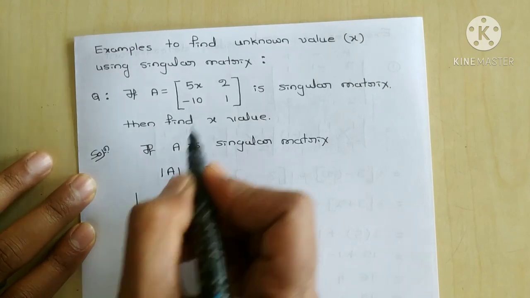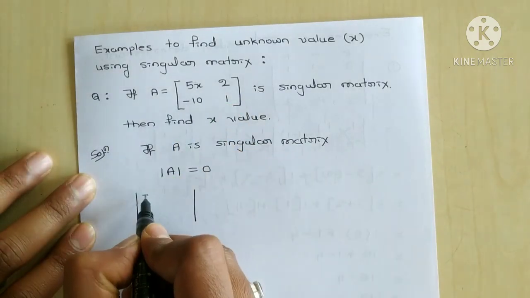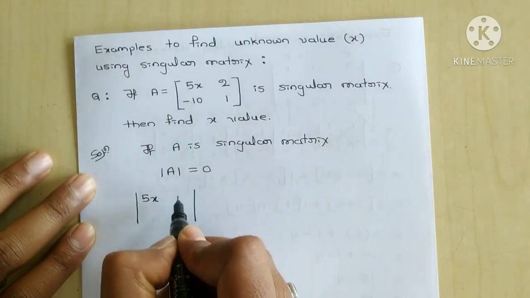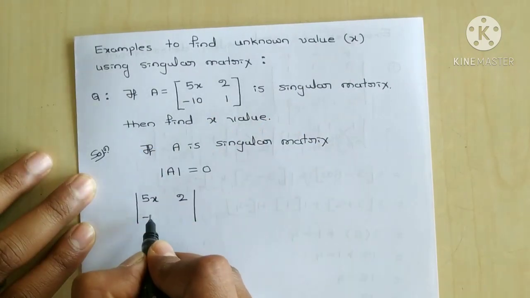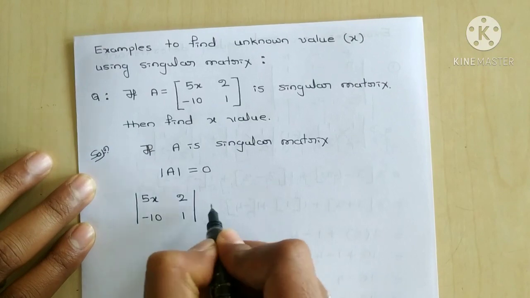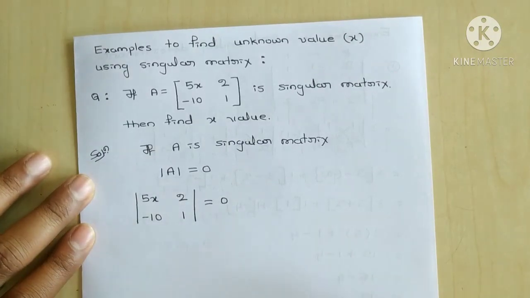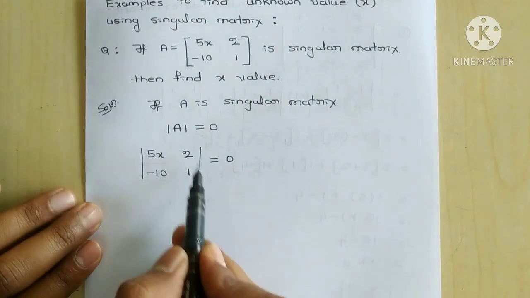Next, substitute the A value. What is the A value? 5x 2 minus 10 1 is equal to 0. So next, it is the second order determinant.